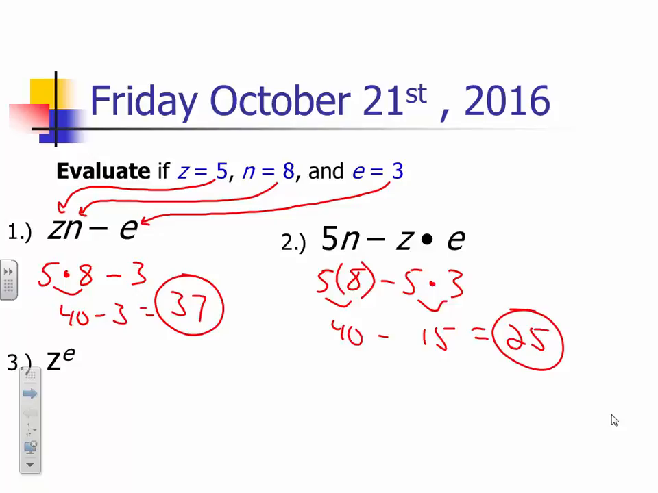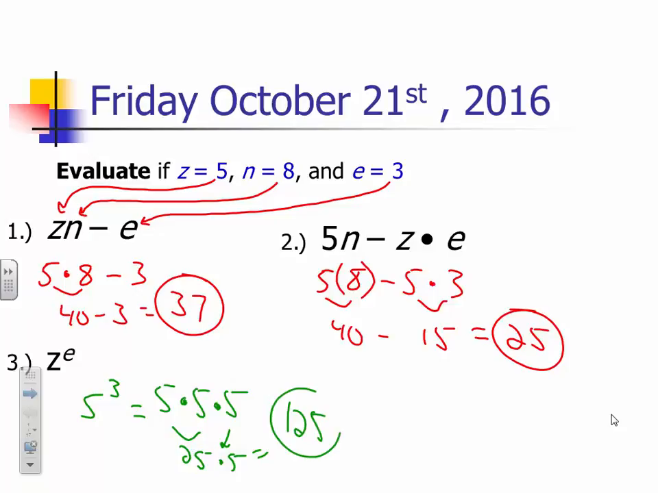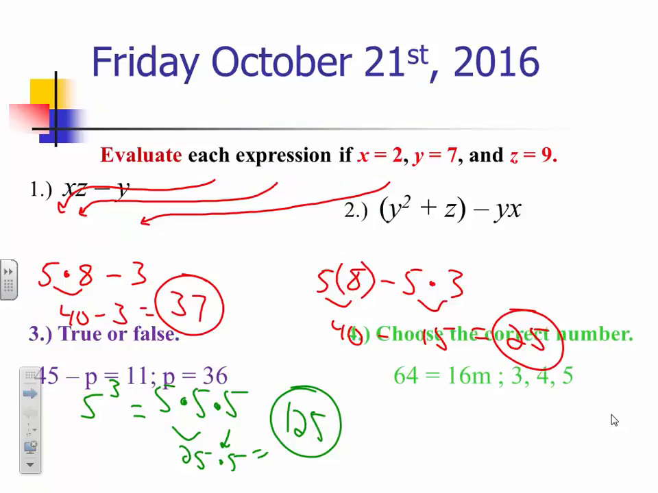Number 3 is a little different than what we've seen before. It's no big deal. It just looks different. Z is a 5. E is a 3. Notice that E is an exponent, so that your 3 has to be an exponent. So that's 5 cubed, which means 5 times 5 times 5. 5 times 5 is 25, and 25 times this 5 gets us 125. So that's pretty fast. Feel free to pause, feel free to go back whenever you need to.